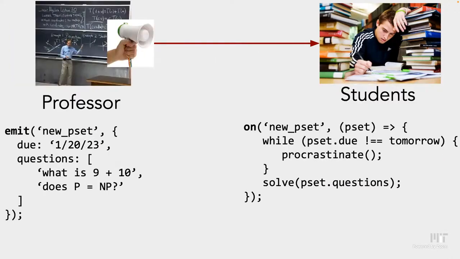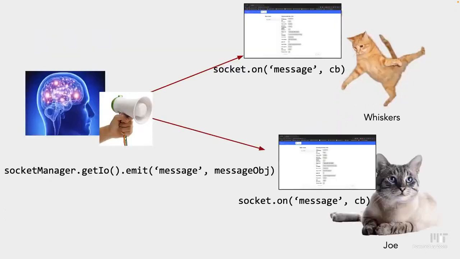Now, if you look a little bit more in depth into code, this is still not quite accurate, but I guess might be a little bit more helpful. You can see the professor uses something like emit, the name of the thing that they are emitting, which in this case is new pset. They have some object, which might have some information like the due date and the questions, etc. And then the students use socket.on on that same event, which is new pset. And then they have a callback function, which is, while pset is not due tomorrow, procrastinate, otherwise solve the questions. So you can put whatever callback you want on the client side.